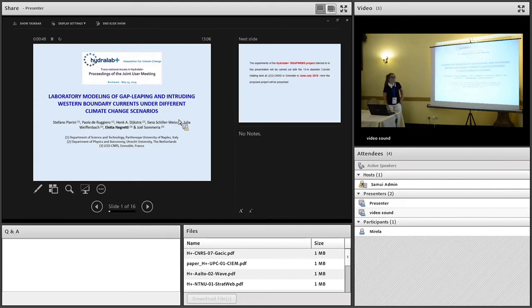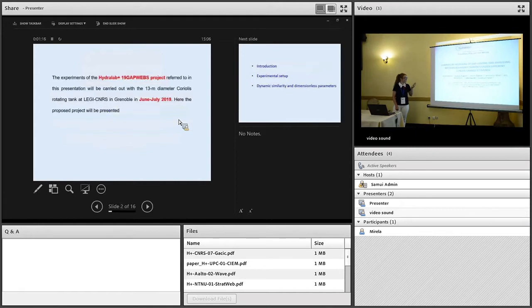So yes, I'm going to present this oncoming project on laboratory modeling of gap leaping and intruding western boundary currents under different climate change scenarios. The project is led, as Joel said, by Stefano Pierini from the University of Naples, and done in collaboration with the Dutch group at Utrecht University with Professor Henk Dijkstra.